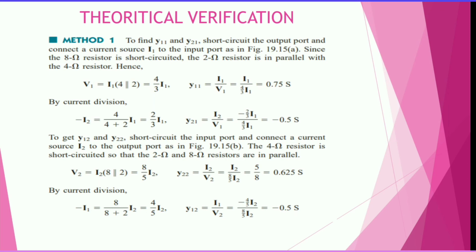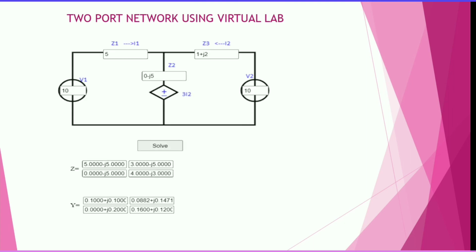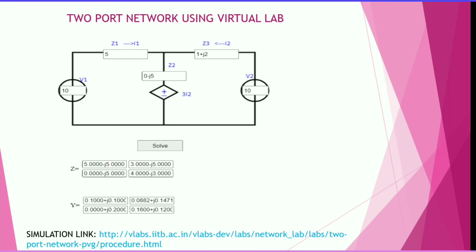To get Y12 and Y22, short circuit the input port and connect a current source I2 to the output port. The 4 ohm resistor is short circuited so that the 2 ohm and 8 ohm resistors are in parallel. We get the output values as Y22 is 0.625 Siemens and Y12 as minus 0.5 Siemens. The theoretical verification is the same as the simulation output. Two-port network using the virtual lab of IIT Bombay network theory.